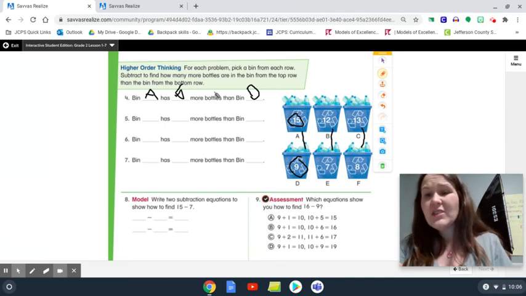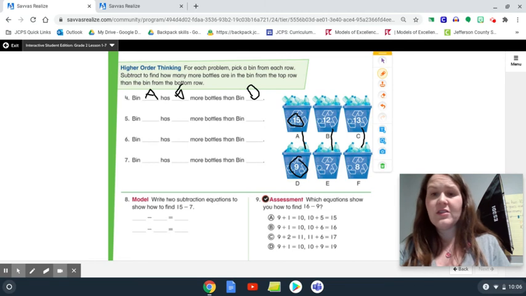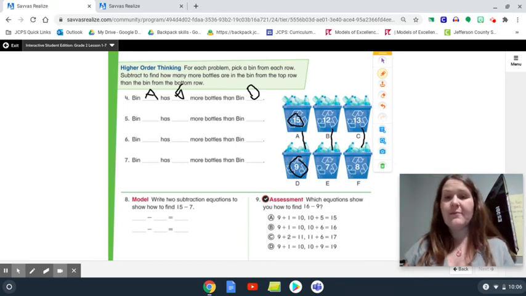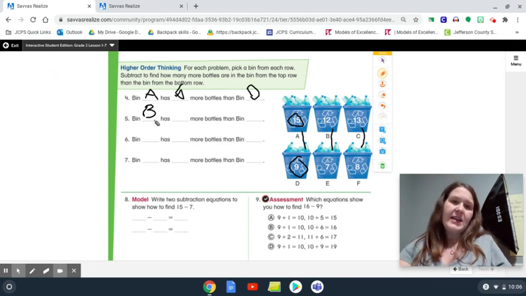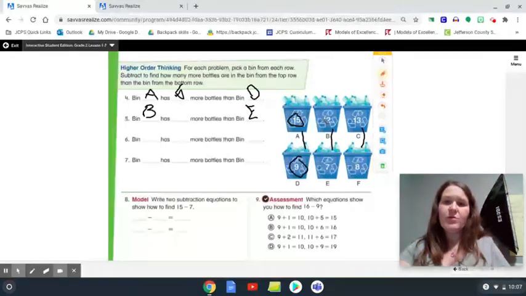This problem is really tricky. If you get confused, go on. It's more of a challenge. So if you're confused, it's okay. You could also, so for this one, bin B has 12 bottles. And B has blank more bottles than bin E. So we started with 12 and then we had 7.